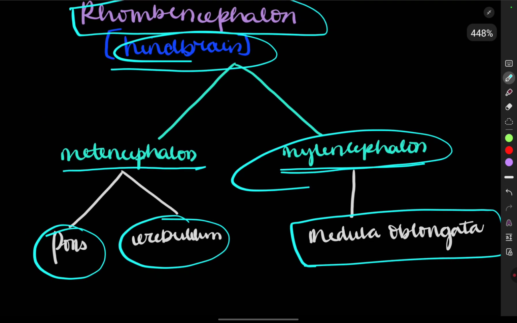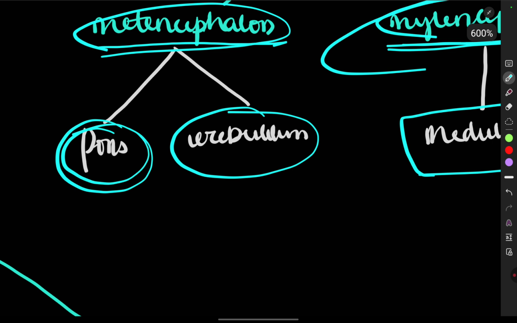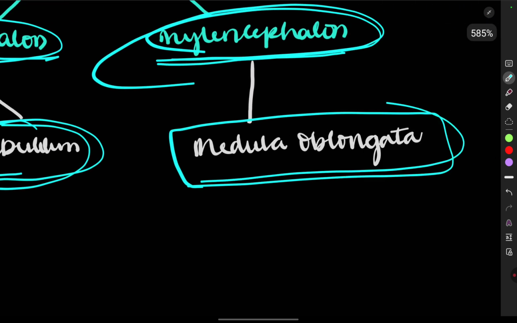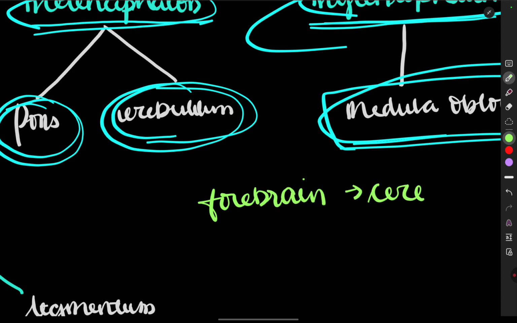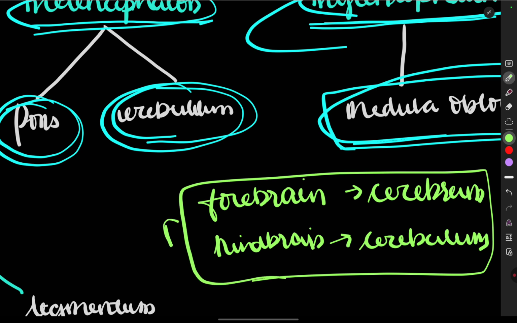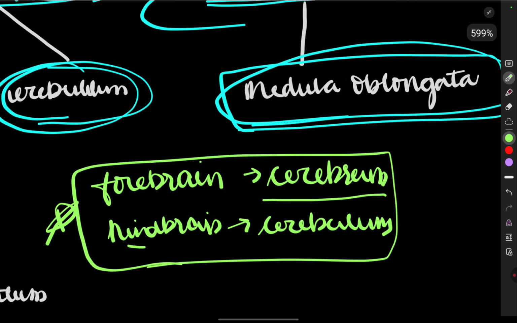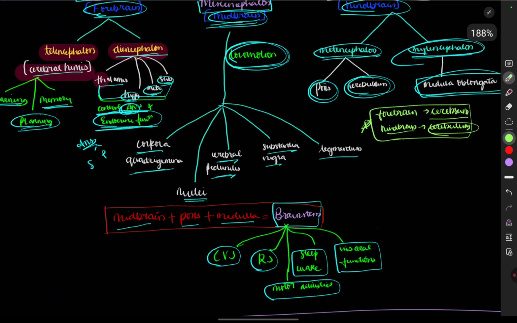The hindbrain consists of the metencephalon and the myelencephalon. It contains the pons, the cerebellum, and the medulla oblongata. We saw that the forebrain contains the two cerebral hemispheres, and the hindbrain contains the cerebellum. Do not get confused between these two. So this is about the hindbrain.